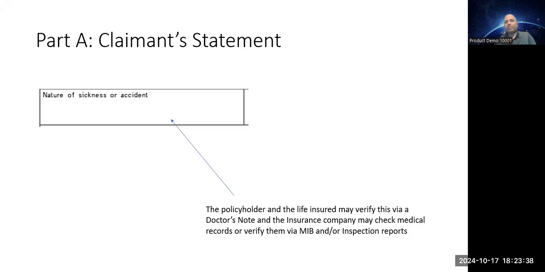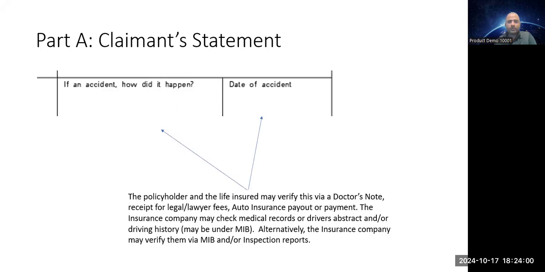All right, nature of sickness or accident. So the policy owner and the life insured may verify this information via a doctor's notes, and the insurance company may check this information via medical records, or verify them via inspection reports. So if an accident, how did it happen? As well as the date of the accident.